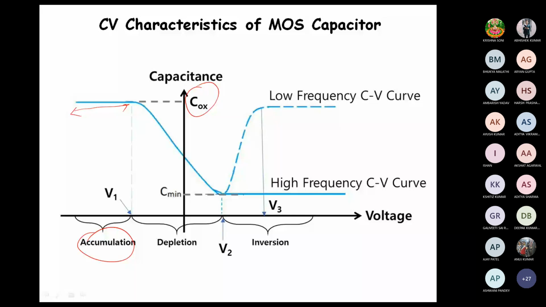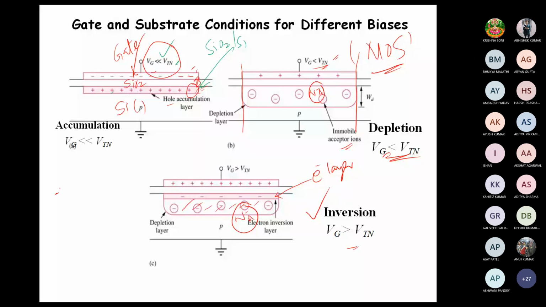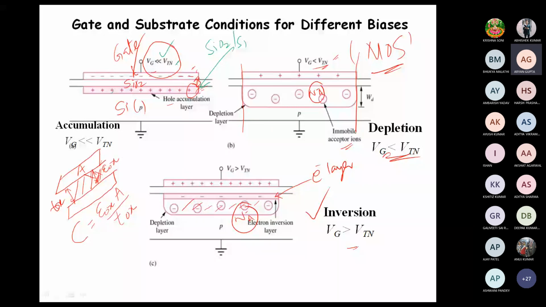Here the action is quite similar to a parallel plate capacitor, in which two metal plates are separated by a dielectric material of permittivity epsilon ox, and let us say the plates have some area A. The capacitance can be written as epsilon ox A upon T ox, where T ox is the thickness of the oxide, filled by dielectric material of epsilon ox permittivity. So this is the absolute capacitance.